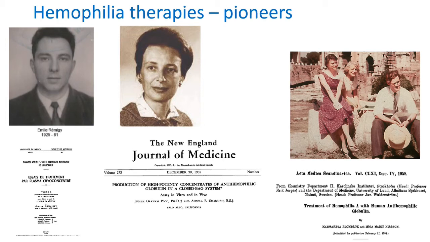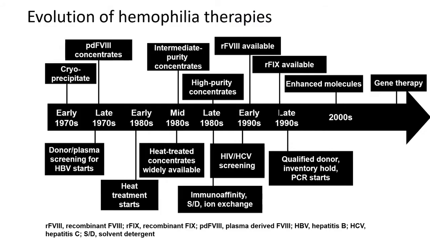Of great importance as well were the group of people which you can see furthermost on the right-hand side of the slide, the Swedish investigators, the couple Blombäck, Margareta and Birger, as well as the very famous clinician Inga-Marie Nilsson, who treated patients with the very first concentrates developed in Sweden, which were not cryoprecipitate, and which allowed Sweden to be foremost in the treatment of hemophilia from the very early stage.